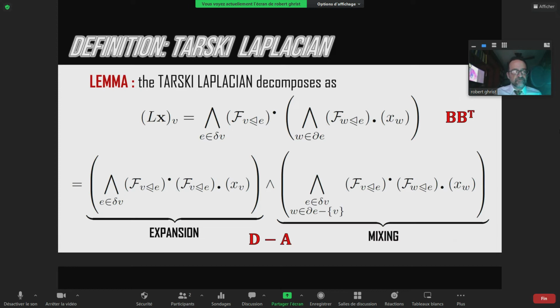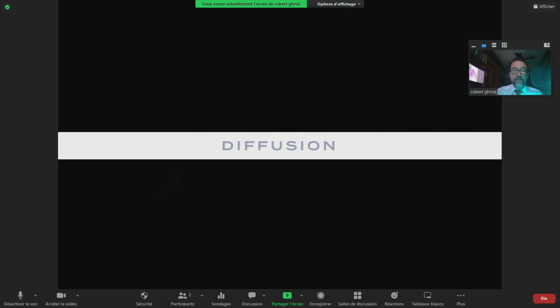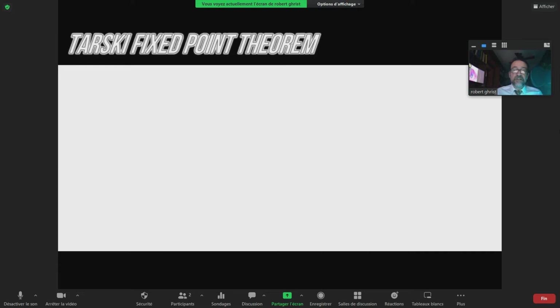Okay, that's a little bit fanciful maybe, but I really do think that that is at least a first step towards arguing that this is an honest Laplacian. The next step is to see whether it acts like a Laplacian. Does it diffuse when you apply it? Does it work like a heat equation? Well, there's a classic theorem in lattice theory.